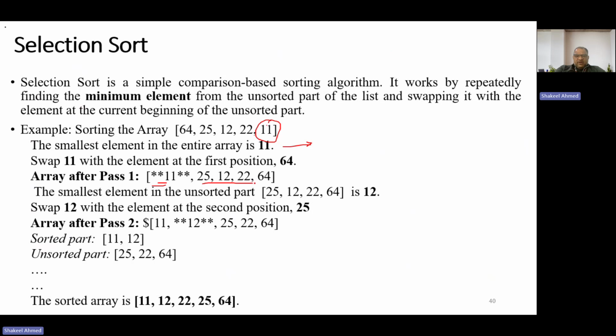Now we have the next list. From that list, again, what is the minimum that we have? The minimum is 12. So 12 comes immediately after the 11, and then you are left with 25, 22, and 64. Now what is the minimum out of it? 22. Now 22 will come over here, and then check the next two elements, 25 and 64. Yes, 25 and 64 are already in order. So the sorted array is this one. That is what we call selection sort.